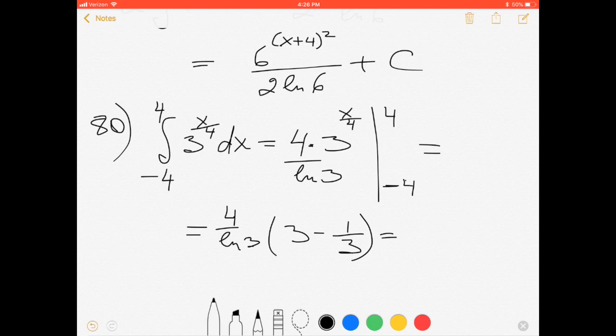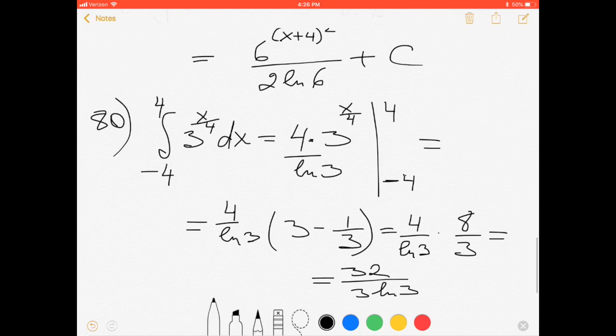It will be 4 over ln 3 multiplied by 8/3, or finally we have 32 over 3 times ln 3.